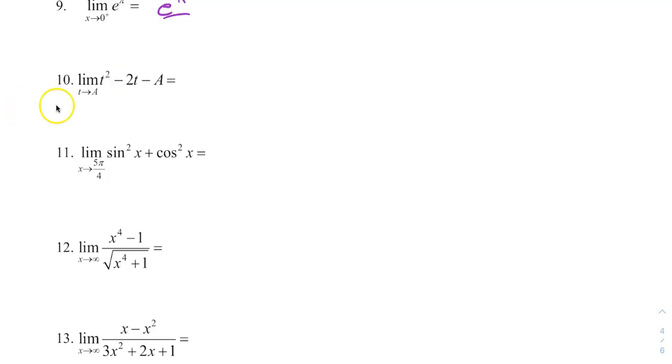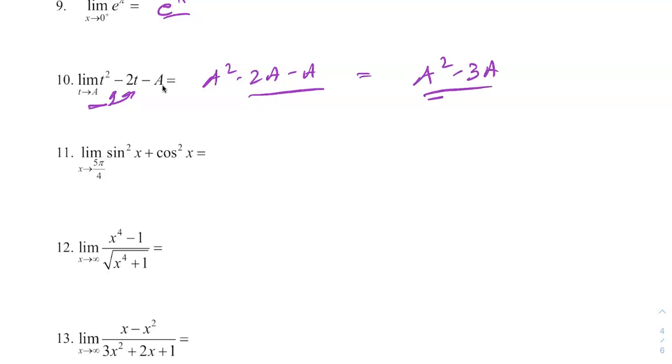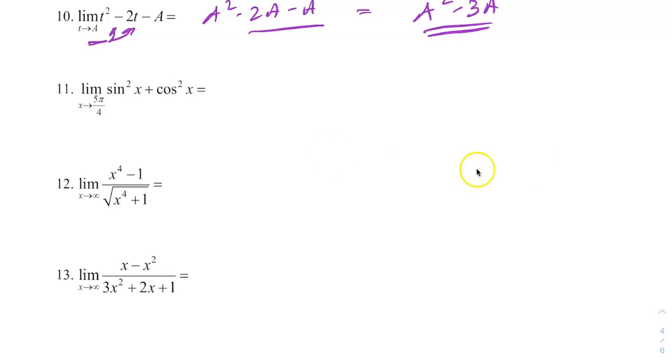Next one. T goes to a of this stuff. Well, just plug it in. So a squared minus 2a minus a. I can add these up and I get a squared minus 3a. Done.